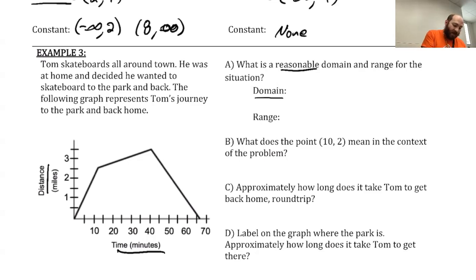He also is not going to go beyond this number in the x direction because he's going back home. We're just representing his little journey there. He was at home, goes to the park, wanted to skateboard to the park and then back. So he skateboarded to the park, did some more skateboarding around, and then came back home. That's the scenario. So we're telling that story.